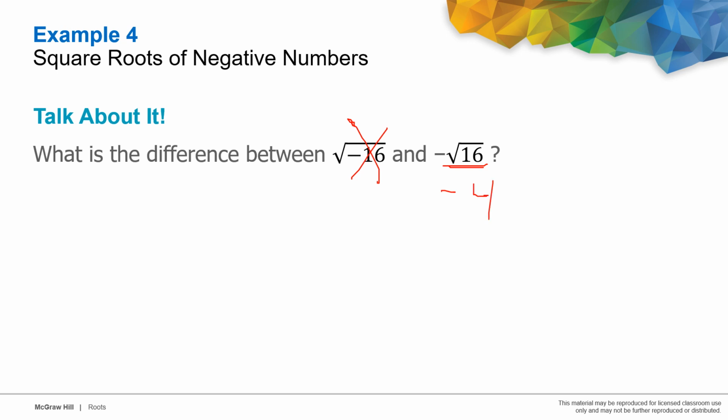They want that negative root. What negative number times itself would give you 16? Negative 4. No number times itself could ever give you negative 16, though. That's the difference.